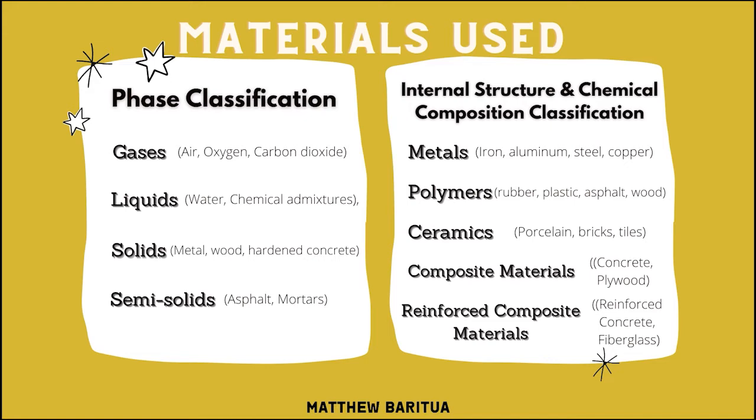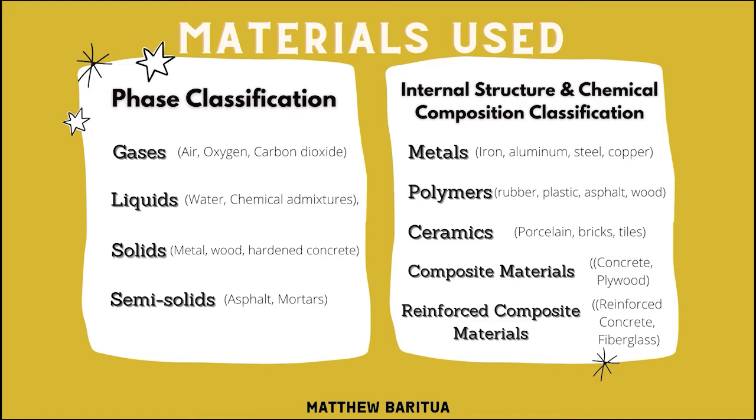So we will move to internal structure and chemical composition classification. Under it are metals. These are substances characterized by high electrical and thermal conductivity as well as by malleability, ductility, and high reflectivity of light. Examples are iron, aluminum, steel, and copper.